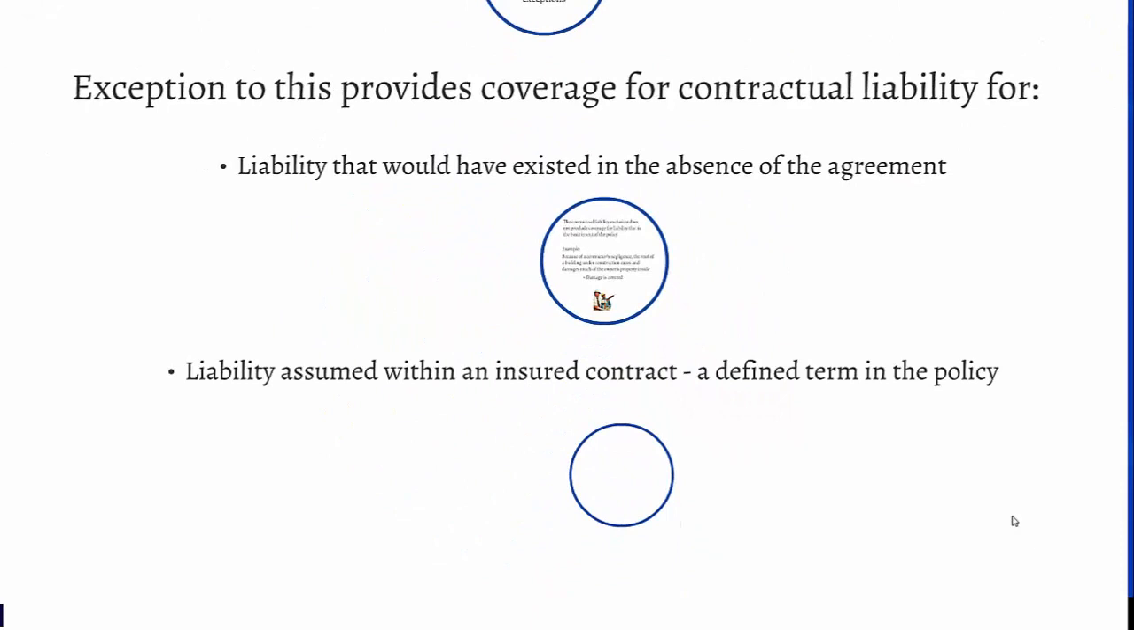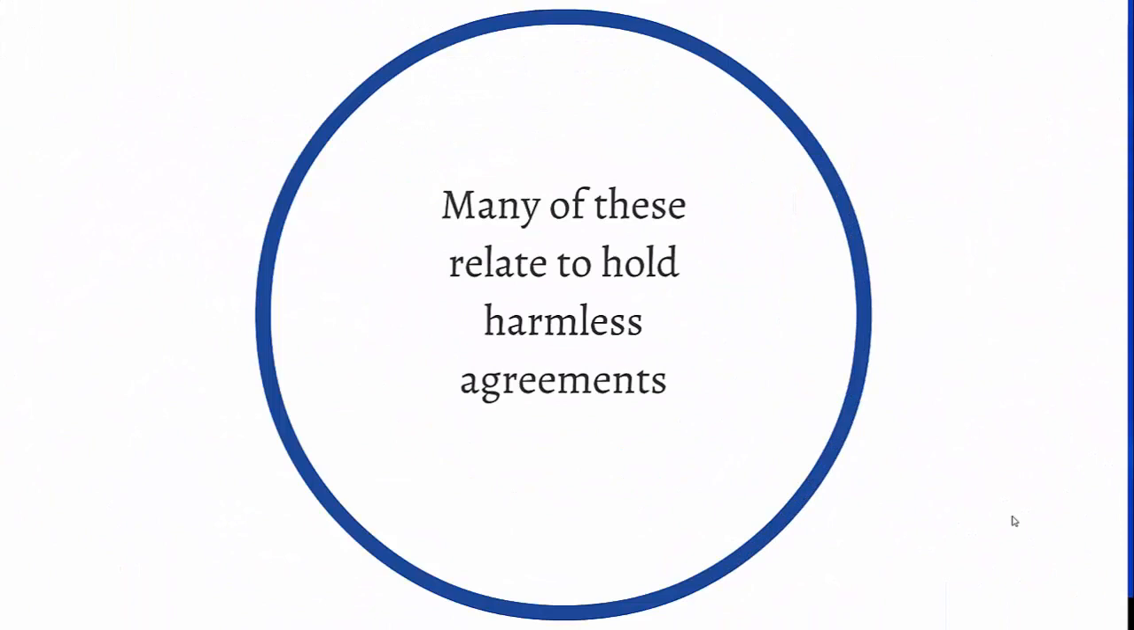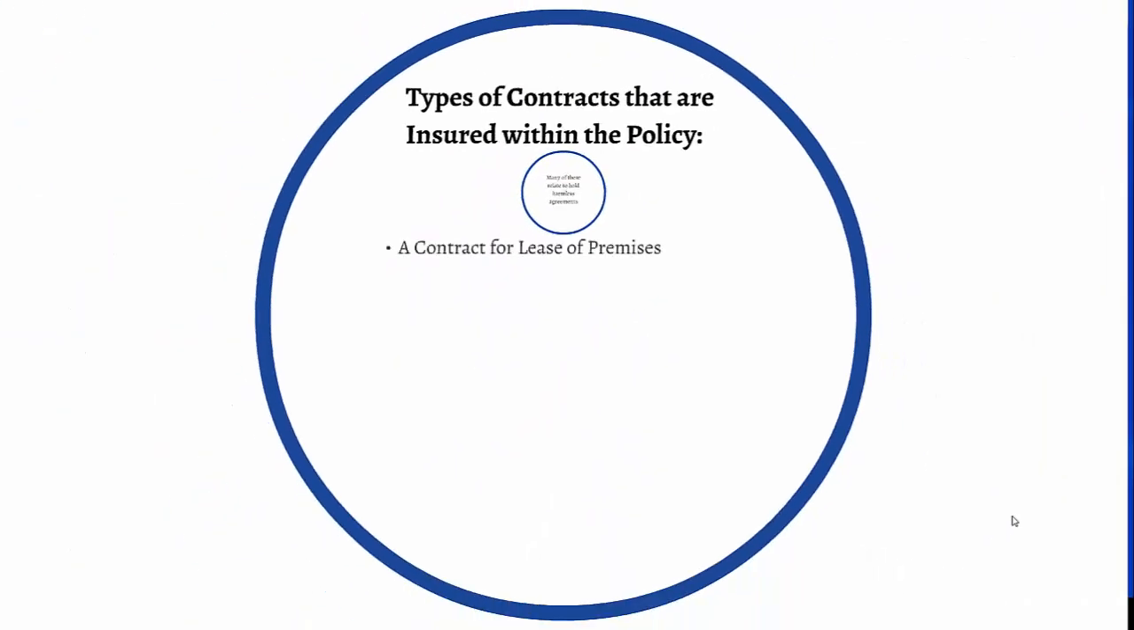Additionally, liability assumed within an insured contract, which is a defined term in the policy, would be an exception. Let's look at some examples of that. Many of these relate to hold harmless agreements. First, a contract for lease of premises. This covers the insured's responsibility to indemnify a landlord for liability, such as premises liability for someone slipping and falling on the property.